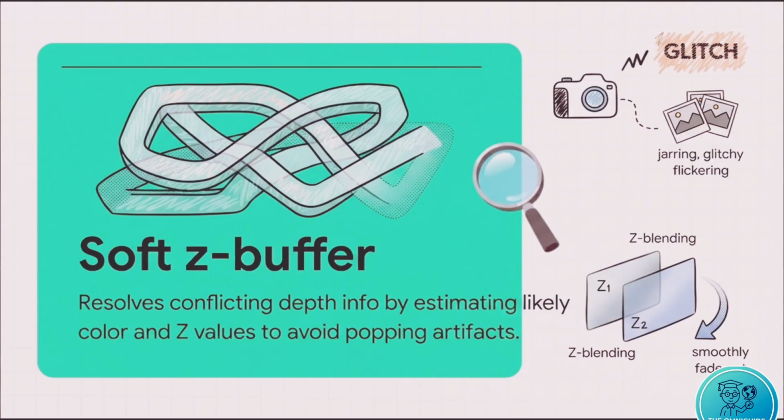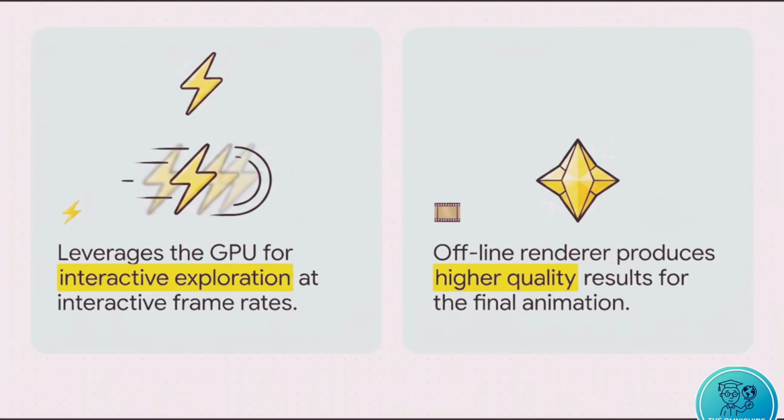For the actual rendering, the researchers built 2 distinct paths. First, you have the real-time GPU renderer. This is all about interactive exploration and evaluating camera paths on the fly at a super smooth 30 frames per second. On the flip side, you have the offline renderer. This one trades speed for the absolute highest visual quality possible, taking its time to generate the pristine final animation. It's really just about picking the right tool for the job.